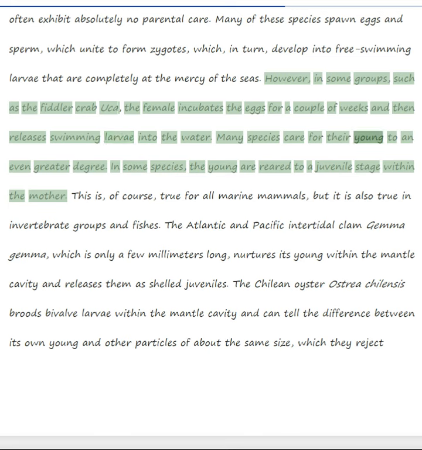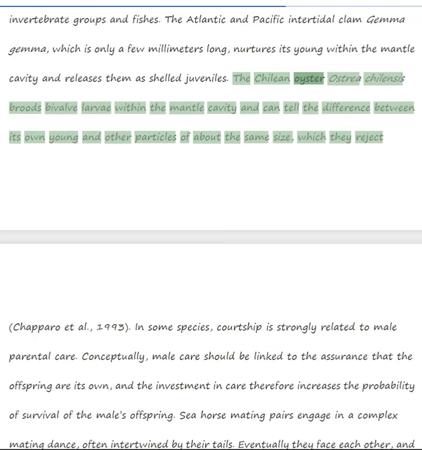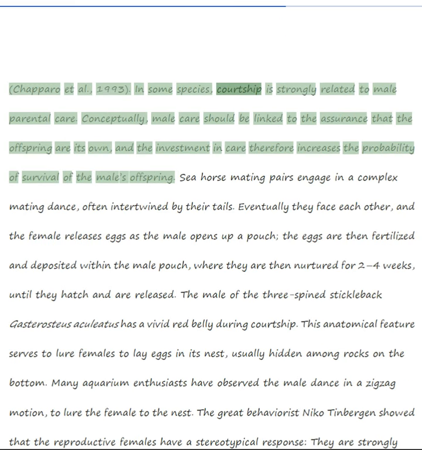Many species care for their young to an even greater degree. In some species, the young are reared to a juvenile stage within the mother. This is, of course, true for all marine mammals, but it is also true in invertebrate groups and fishes. The Atlantic and Pacific intertidal clam Gemma, which is only a few millimeters long, nurtures its young within the mantle cavity and releases them as shelled juveniles. The Chilean oyster Ostrea chilensis broods bivalve larvae within the mantle cavity and can tell the difference between its own young and other particles of about the same size, which they reject. In some species, courtship is strongly related to male parental care.